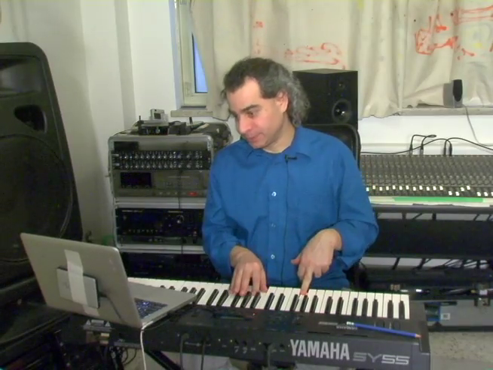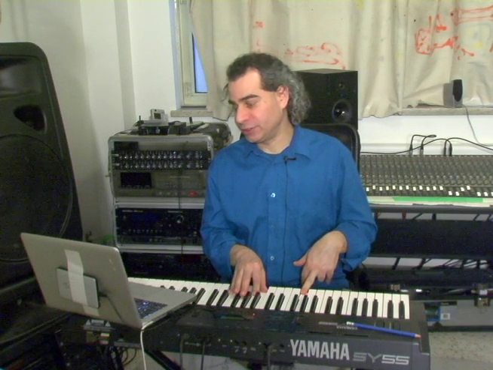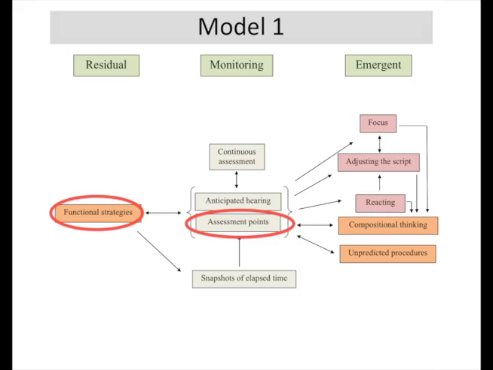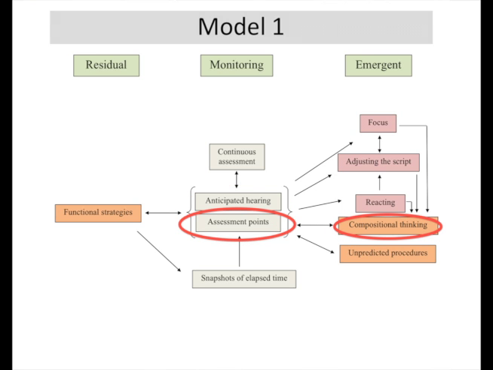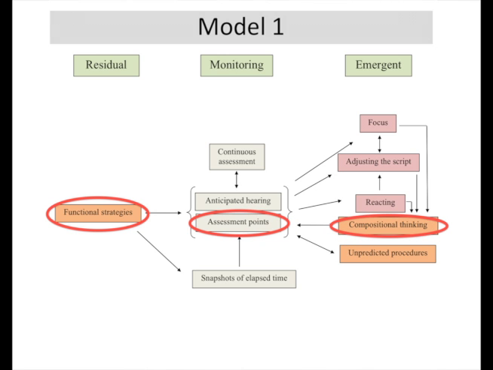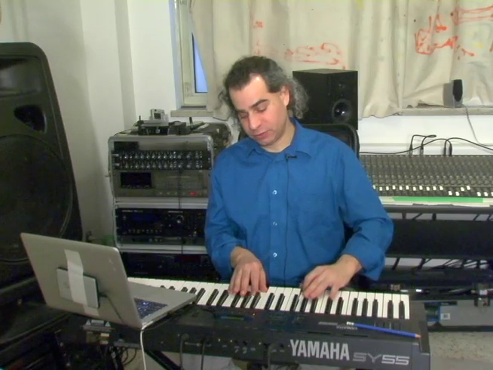As I hear this, my functional strategy is being assessed immediately afterwards by an assessment point again. And my assessment point is informing also, or working along with my anticipated hearing. And my anticipated hearing is informing the compositional thinking. We want to move the bass note. Compositional thinking is approved by assessment points and in fact informs my functional strategy. Okay, just activate the bass and move it by a semitone down.